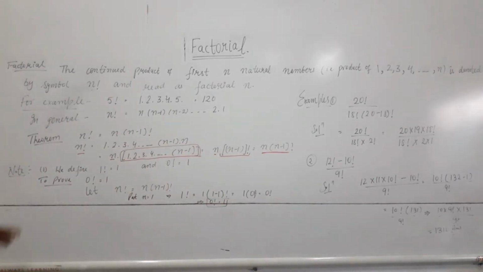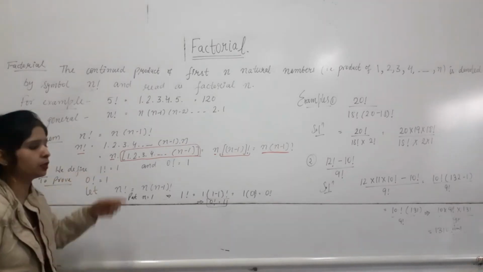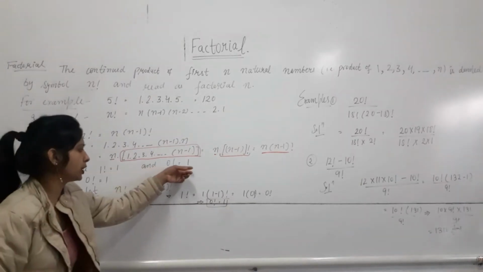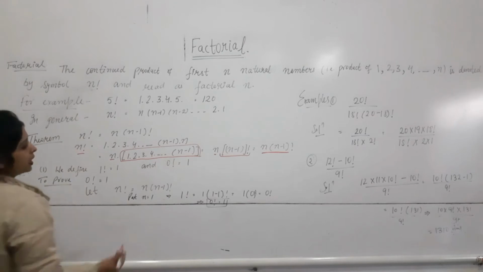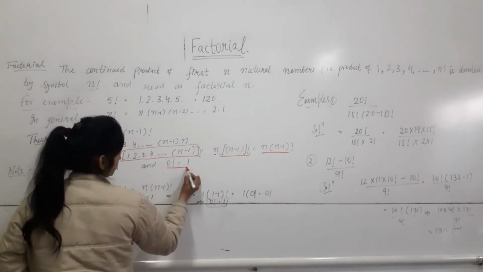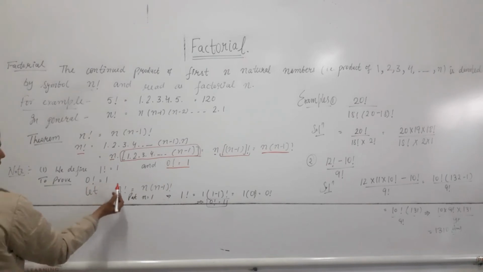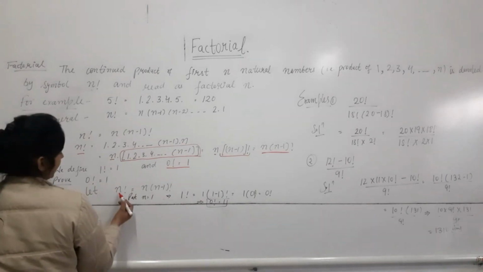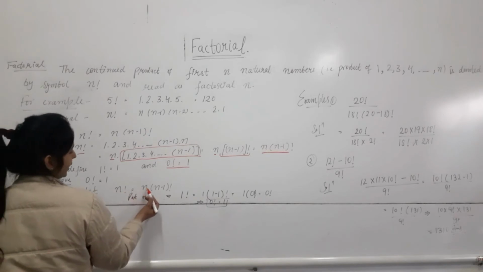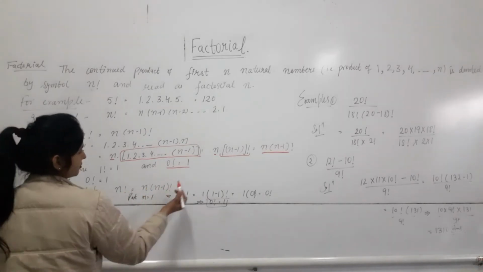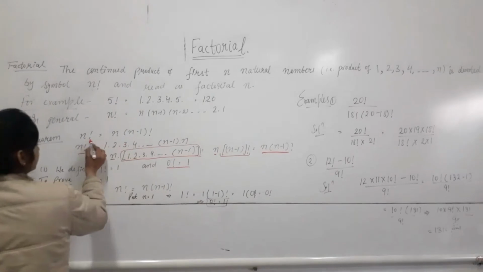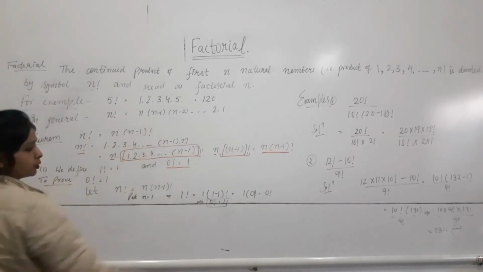Note that we define 1 factorial equal to 1 and 0 factorial equal to 1. Now we will discuss how 0 factorial equals 1. Look here. How? Let n factorial equal n into n minus 1 factorial, as we have discussed here.